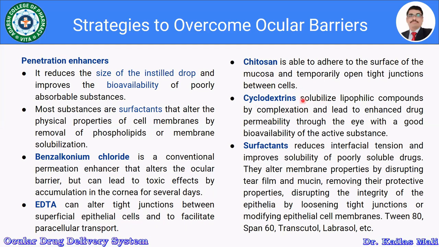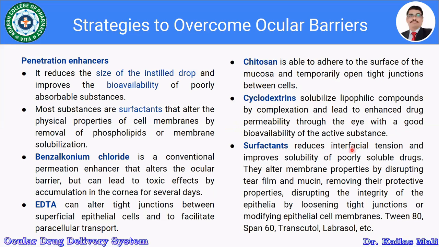Then the cyclodextrin is going to solubilize the lipophilic compounds by complexation and leads to enhanced drug permeability through the eye with a good viability of the active substance. They are going to act as a solubilizer in the formulation for the lipophilic compound, and furthermore, it is going to improve the permeability of a drug through the cornea.